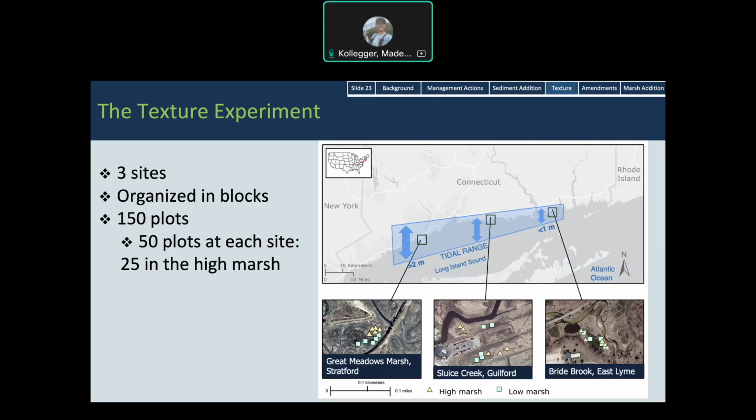And we had 25 plots in the high marsh and 25 in the low marsh to account for those differences in vegetation and elevation. In each of those blocks, we tested 4 different textures and 1 control.